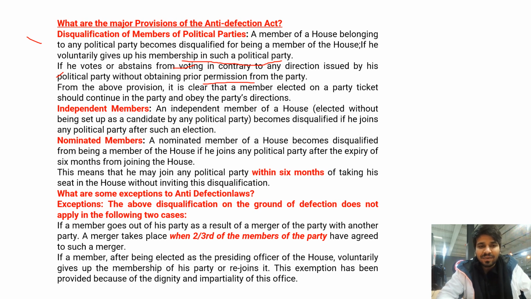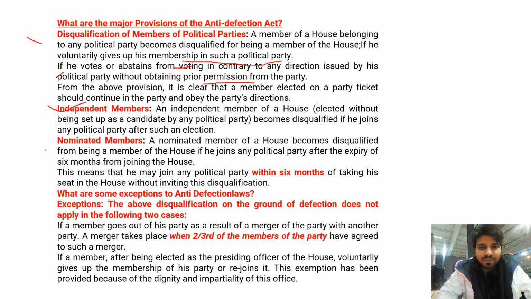Independent members are not allowed to join a party, right? They're not allowed to join a party. If they join a party once they become a member of Parliament or MLA, their membership will be declared null and void under the anti-defection law.